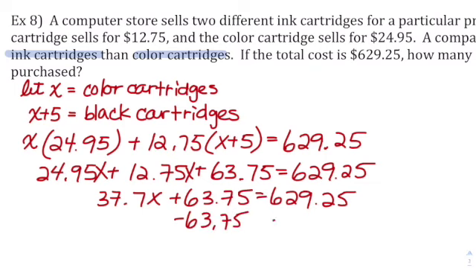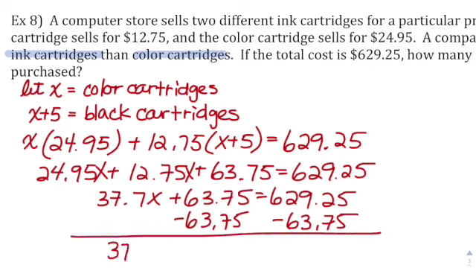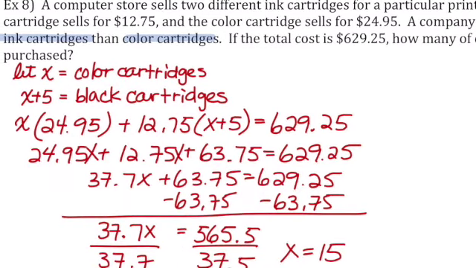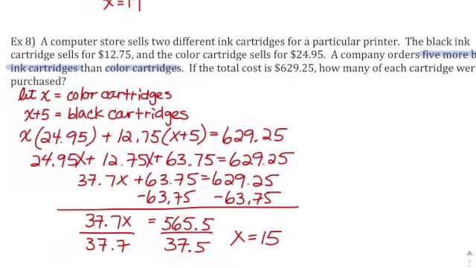Of course, we are going to subtract 63.75, and you have 37.7x equals 565.5. Then divide by 37.7. X is going to be 15. So if you look at your last statement, that is 15 color cartridges. And then to find the black ones, you take 15 plus 5, and that's going to be 20.